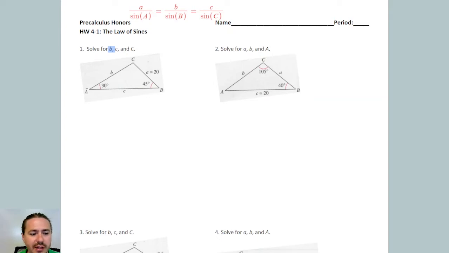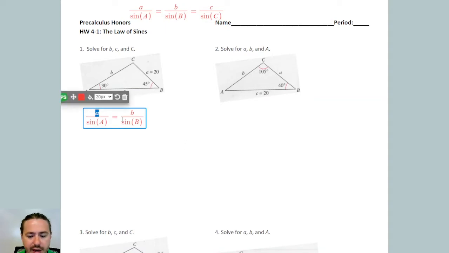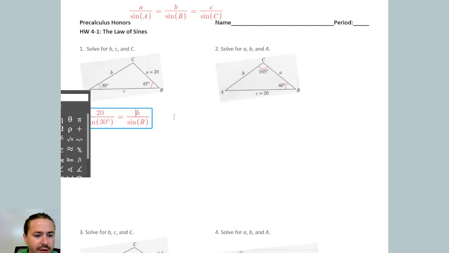In this case, I will definitely want to use A because I know both angle A and side A. And so we'll go for side B first. We're going to set up our law of sines here. Side A is 20, angle A is 30 degrees. I guess we can throw in a little degree symbol there to be a little bit more accurate. B is what we're trying to search for, so that's just going to stay B. And then angle B is 45 degrees.